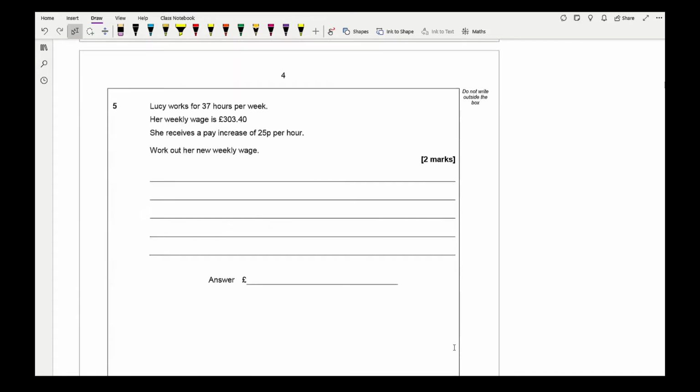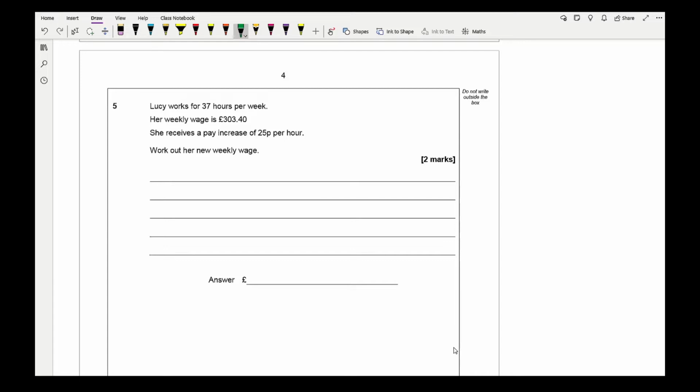Now when it comes to question 5, what I need to do is read the question carefully. So it says Lucy works for 37 hours per week. Her weekly wage is £303.40, and she receives a pay increase of 25 pence per hour. Work out her new weekly wage.